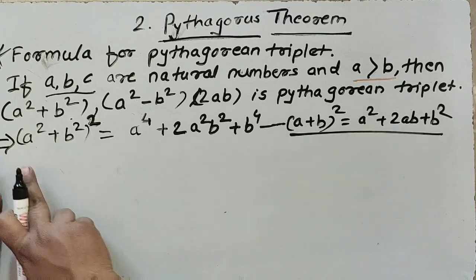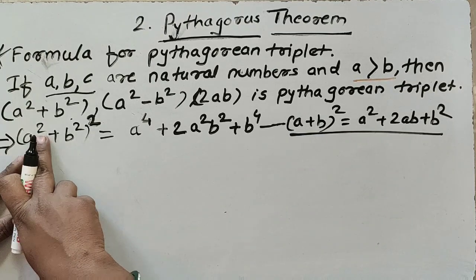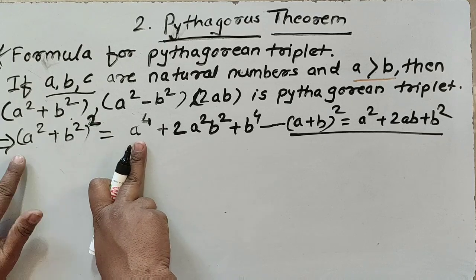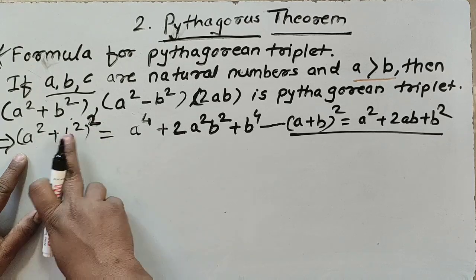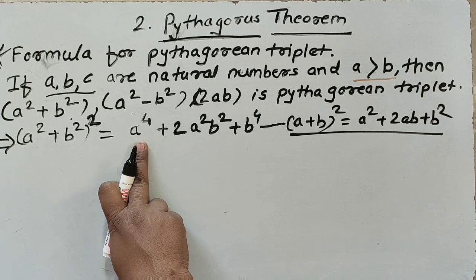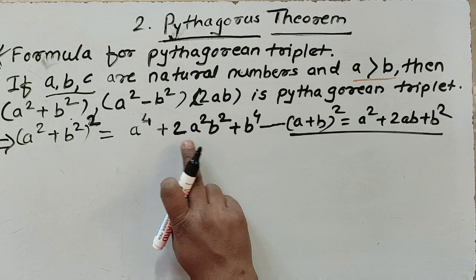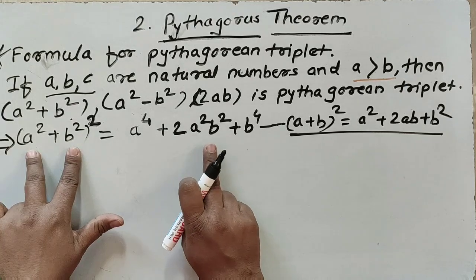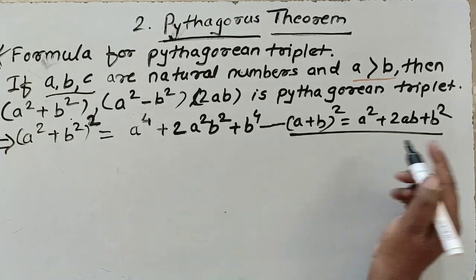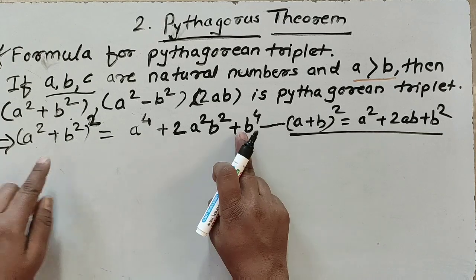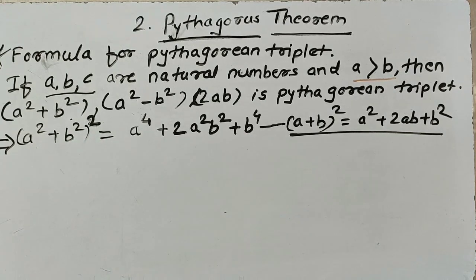So a square means (a square) square, that is a raised to 4. If the base has indices, then we add the indices. Plus 2 a square b square, we do these two additions, and plus the last number square, that is (b square) square, so b raised to 4.